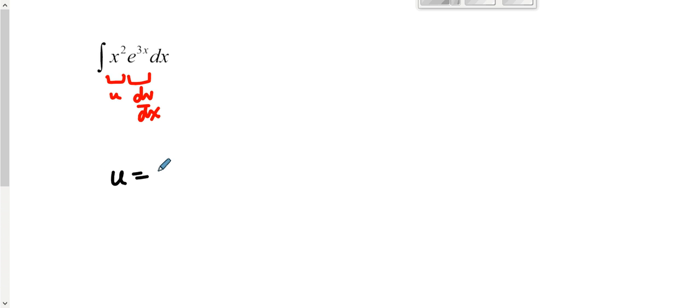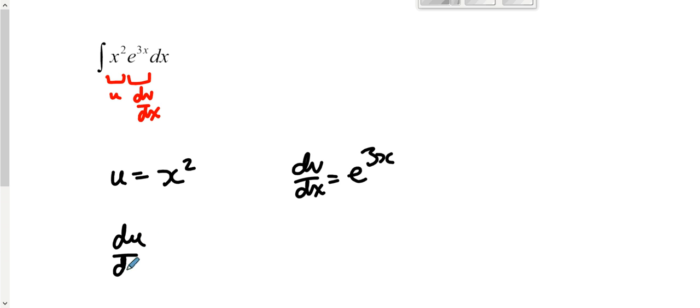So what we'll do this time is make this u and this dv by dx. Now you can probably see here that when I take the derivative of u, it isn't going to go down to a constant, it's going to go down to 2x. But we'll see what happens when we get there in the working. So u is x squared, dv by dx is e to the 3x.